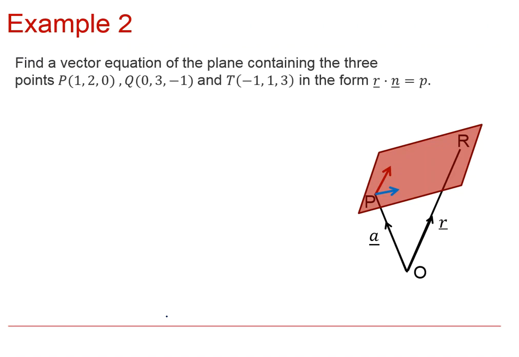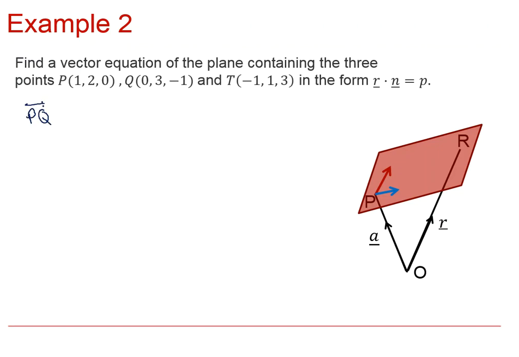Okay, we're going to have a look at another example now. We're going to try and find the vector equation of a plane containing these three points, again in this scalar product form. First of all we need to find two vectors that are within the plane, because at the moment we don't have the normal vector. If we can find two vectors within the plane and then find a vector perpendicular to them both using the cross product, we can then write it in that form.